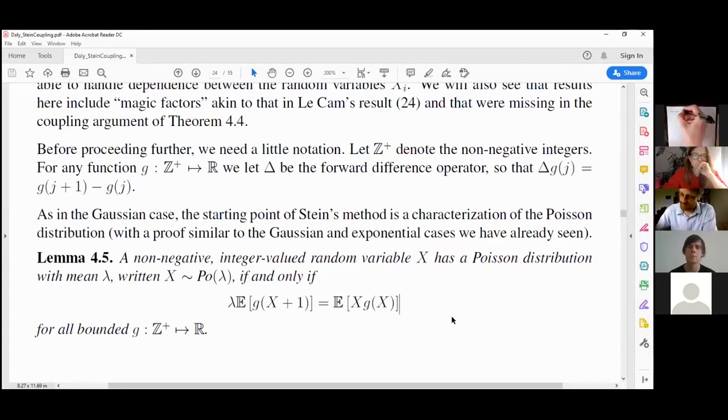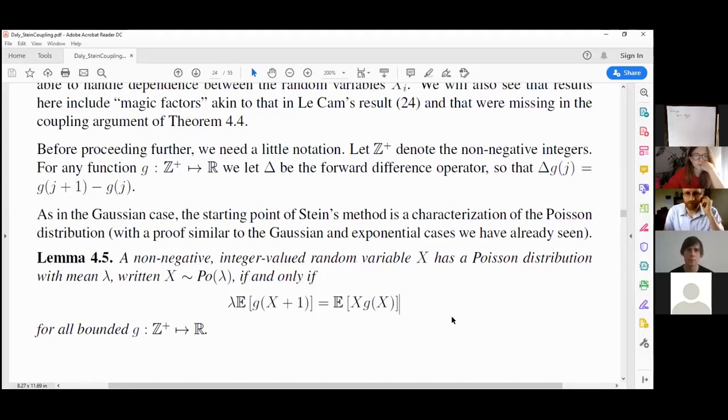But we defined this size bias version by saying that, okay, my X star was a size bias version of X, and we defined this coupling by saying that the expected value of g of my size bias version is just the same as the expected value of X g of X divided by the expectation of X, for all functions g for which those expectations exist.